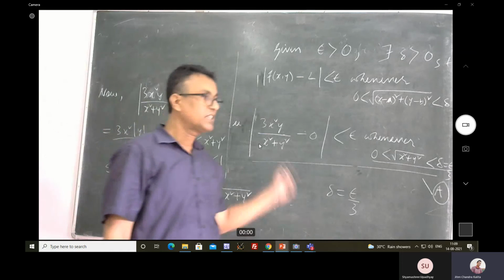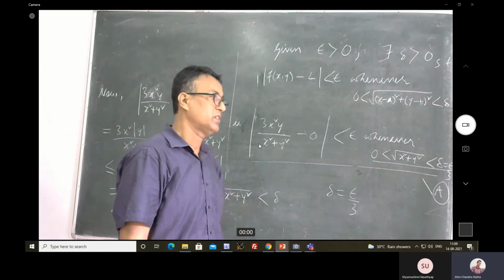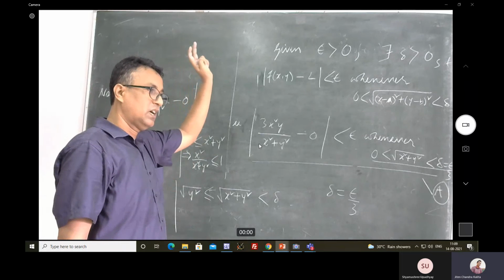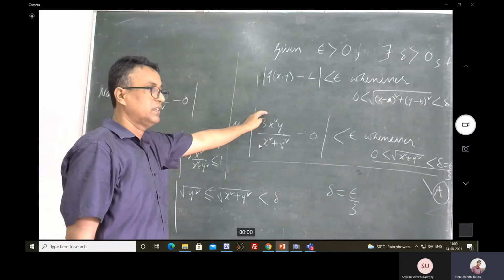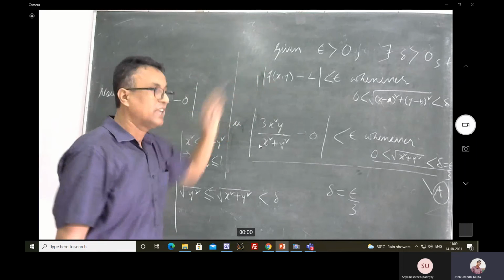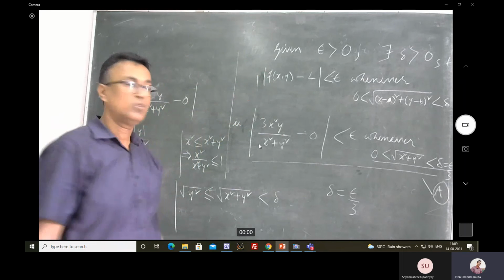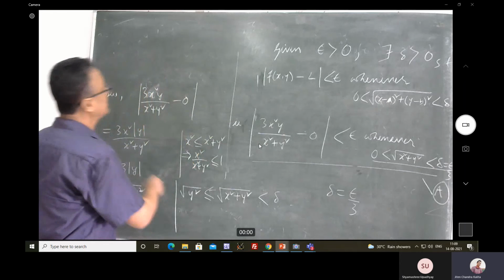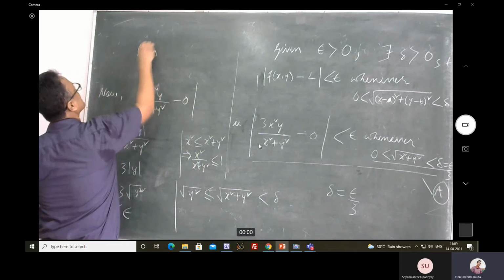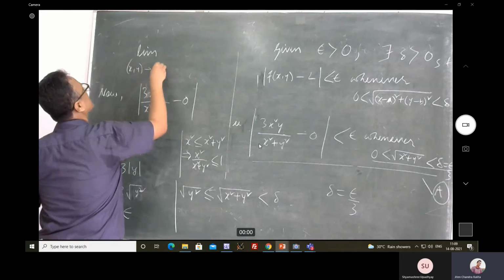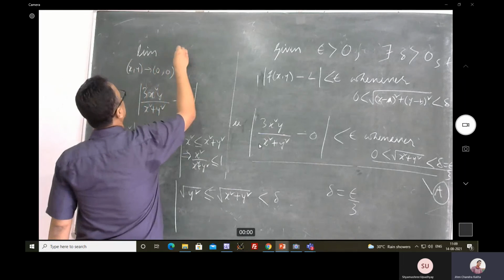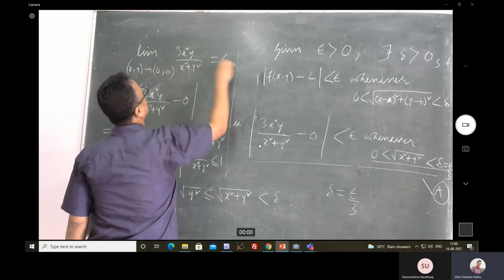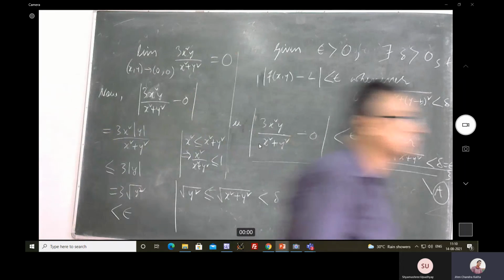So that is why here we have proved from the definition of the limit that if I choose L equal to 0, the definition of limit is satisfied. So the limit as (x, y) tends to (0, 0) of 3x squared y over (x squared plus y squared) is equal to 0.